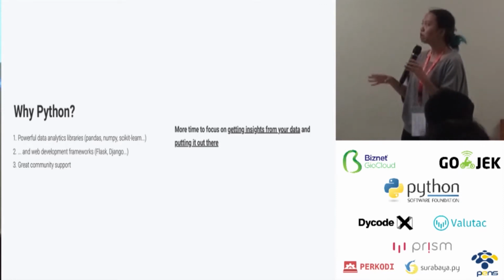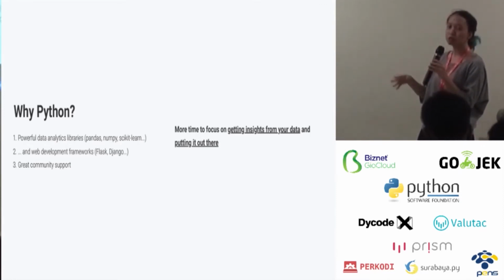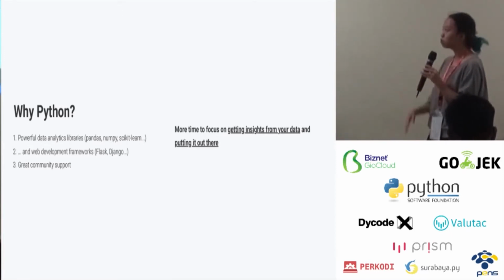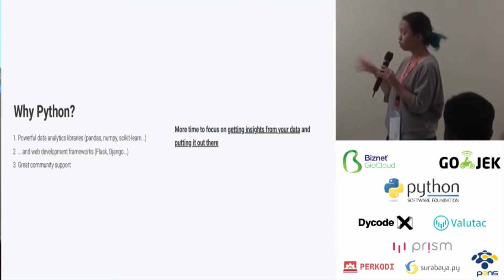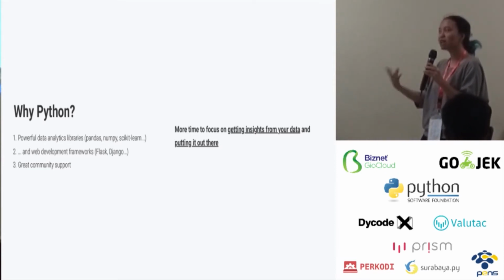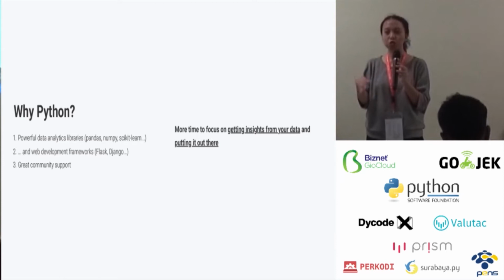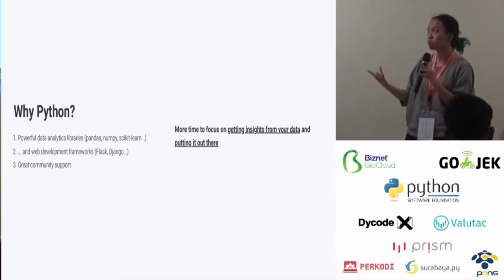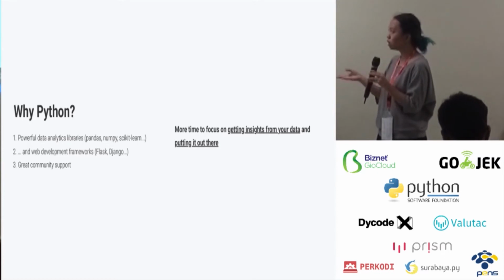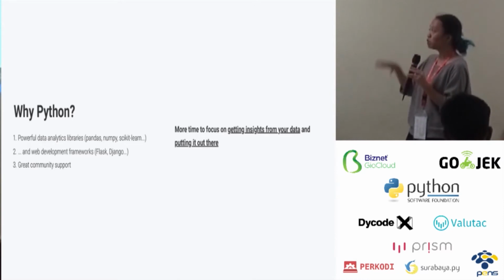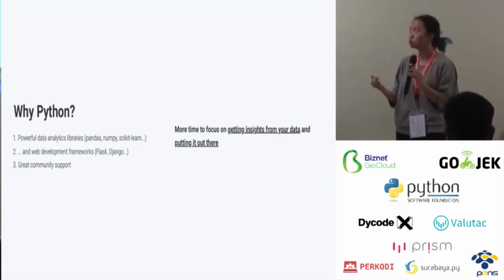And at the same time, Python is also good at web development frameworks. We've heard of Flask, Django, and various others, perhaps discussed in the keynote previously. So we know that we can build something that combines data science and web development with just one language, which is great because you don't need to learn multiple languages to come up with a product. And it has great community support because it's one of the most widely used languages in the world. This means you can save lots of time and focus more on getting insight from your data, and also putting it out there for everyone.